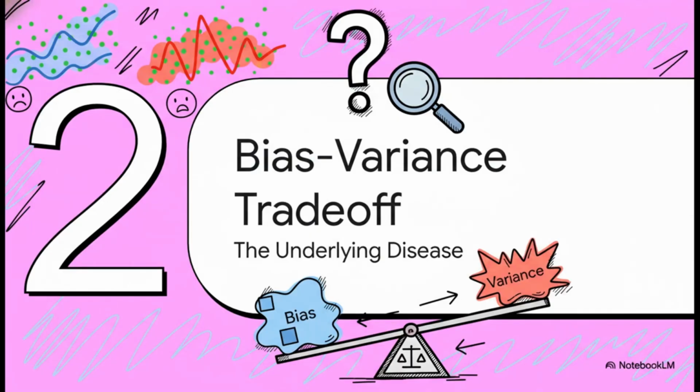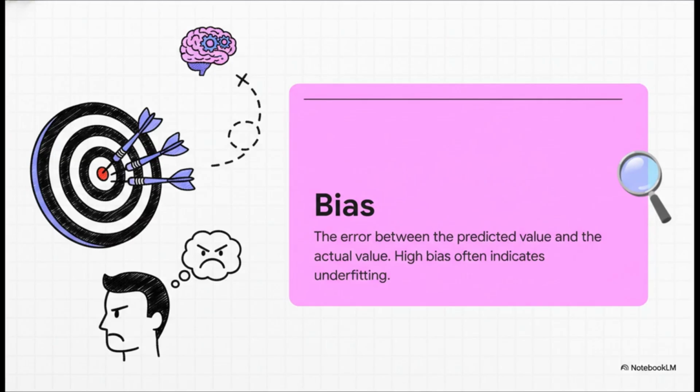Okay, so we've identified the symptoms, underfitting and overfitting. Now it's time to diagnose the underlying diseases that actually cause them. And this brings us to one of the most important concepts in all of machine learning, and something I can pretty much guarantee you'll see on your exam, the bias-variance trade-off. First up, let's talk about bias. Bias is the error you get when your model's assumptions are just way too simple. It's kind of like a built-in prejudice that prevents it from seeing the complexity. And here's the key connection. High bias is the root cause of underfitting.